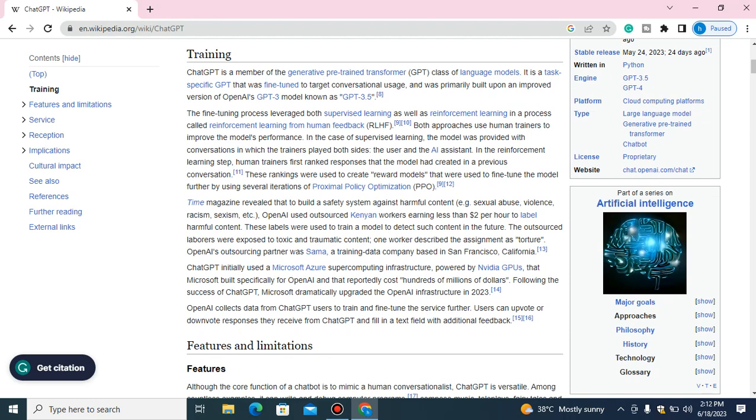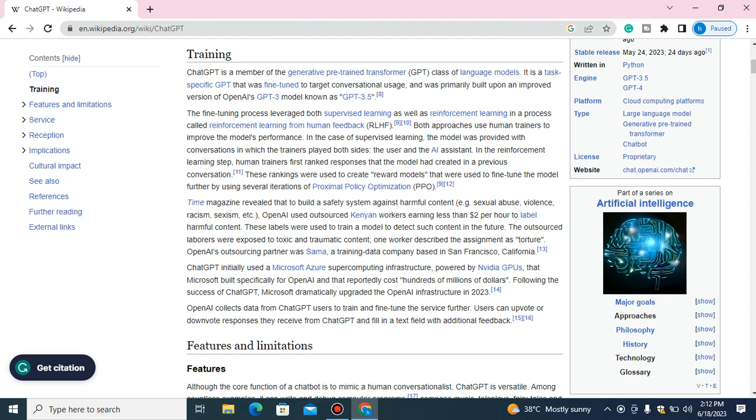Time magazine revealed that to build a safety system against harmful content, OpenAI used outsourced Kenyan workers earning less than $2 per hour to label harmful content. These labels were used to train a model to detect such content in the future. The outsourced labelers were exposed to toxic and traumatic content. One worker described the assignment as torture. OpenAI's outsourcing partner was Sama, a training data company based in San Francisco, California.